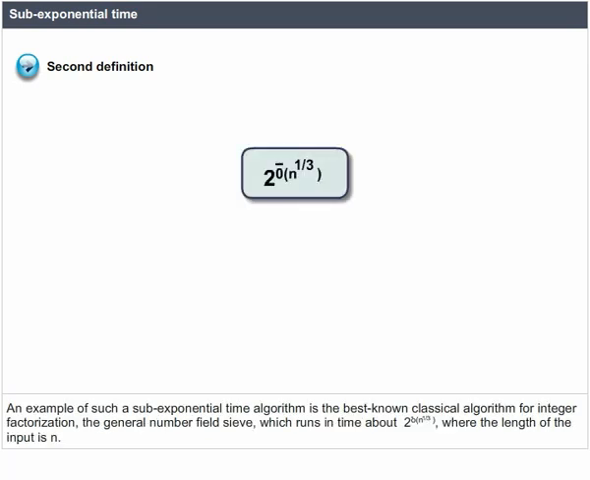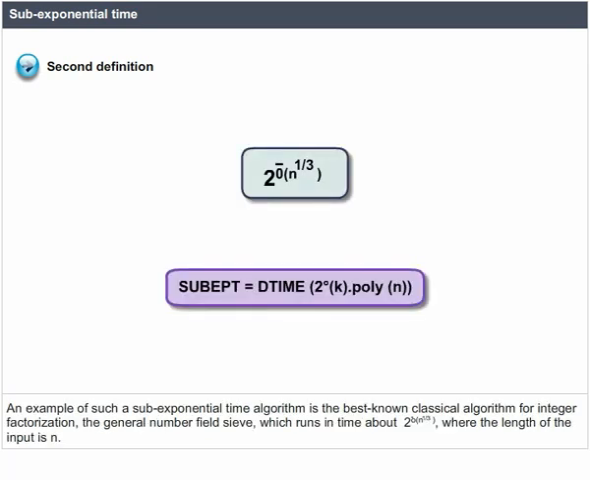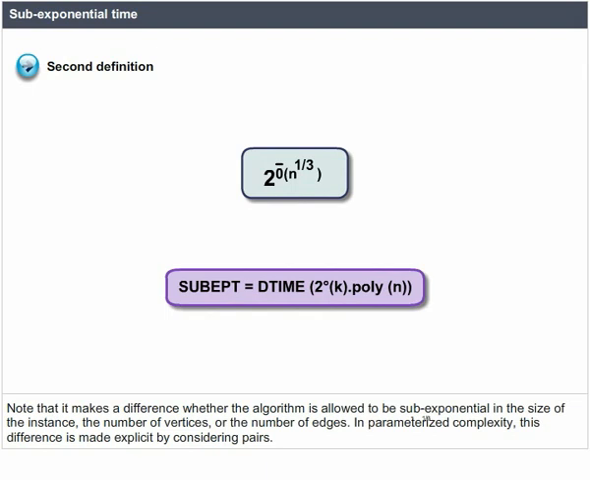An example of such a sub-exponential time algorithm is the best-known classical algorithm for integer factorization, the general number field sieve, which runs in time about 2 to the power of O of n to the 1/3, where the length of the input is n. Note that it makes a difference whether the algorithm is allowed to be sub-exponential in the size of the instance, the number of vertices, or the number of edges. In parameterized complexity, this difference is made explicit by considering pairs.